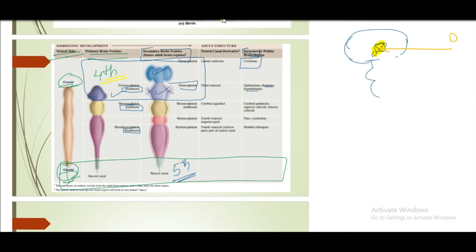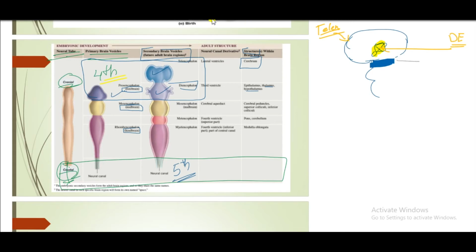From the diencephalon, these structures are going to be formed. And from the telencephalon, you can see the cerebrum is going to be formed. And the mesencephalon is going to form the midbrain. This is our midbrain.